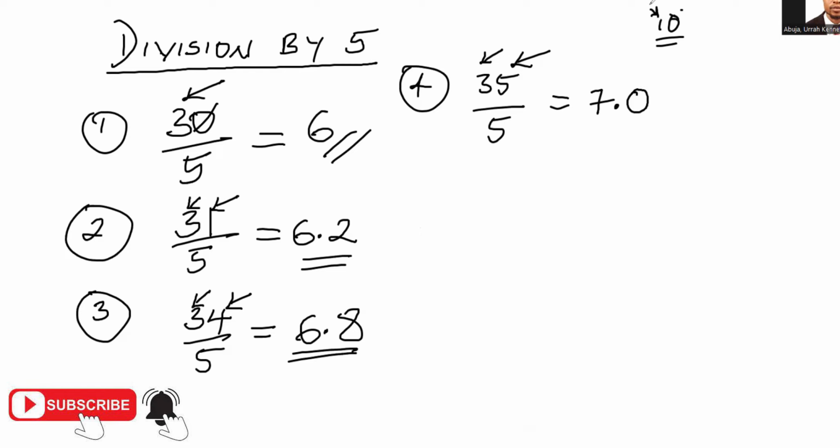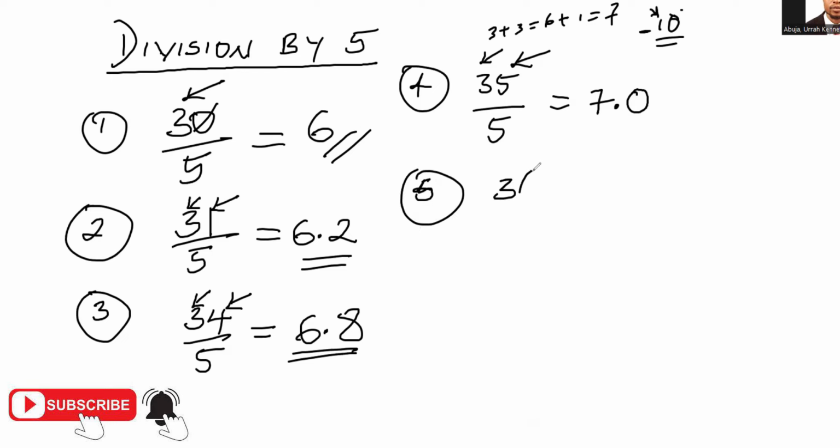I repeat: 5 plus 5 gives us 10. You write 0 and carry 1. Then you add your 3: 3 plus 3 is equal to 6. 6 plus the 1 outside is 7. So that's how I got this 7. So I have 7.0.